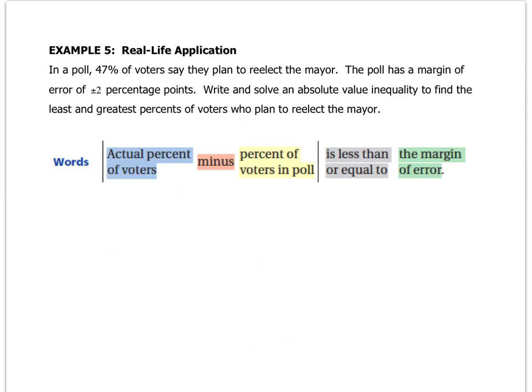I'm going to start you off with this one, and then I'm going to ask you to pause the video and solve it on your own. So pause the video first and just read the story. All right, so I'm going to start you off with the words, translating it, and then you're going to solve it on your own. So if we have the actual percent of voters being the mystery value that we're trying to find, x minus the percent of voters in the poll, which is 47, the absolute value of that is less than or equal to the margin of error, which is 2. So why don't you pause the video and try and solve that on your own.